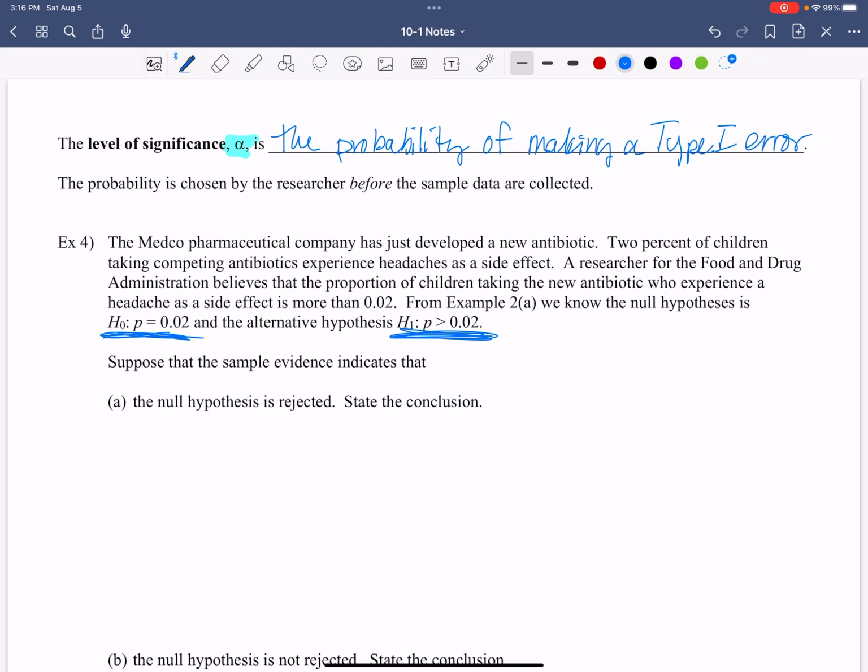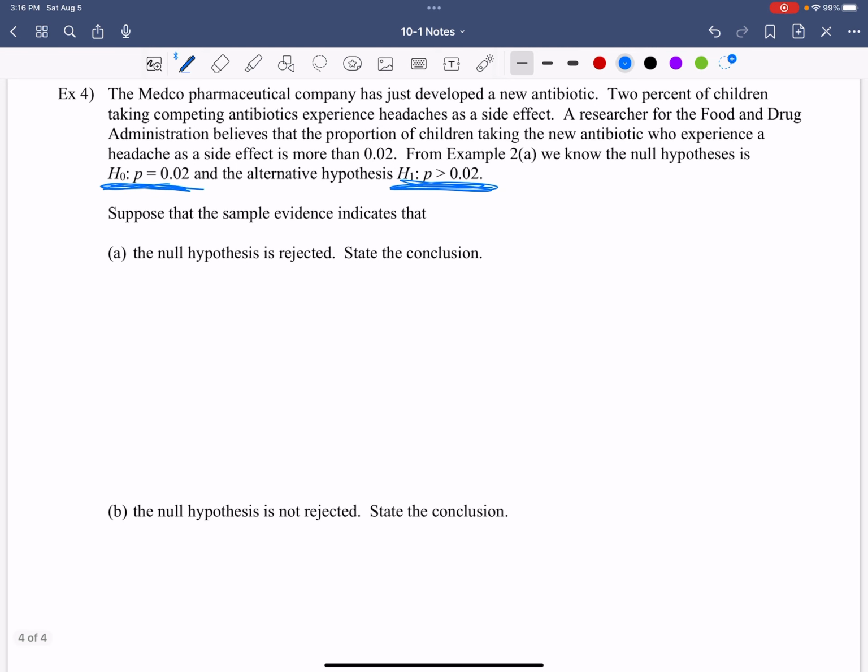Now here's the question. Suppose that the sample evidence indicates the following two scenarios. Here's our first scenario. Suppose that the null hypothesis is rejected. State the conclusion. So we're not saying there's an error here. We're just practicing stating a conclusion because that's important. We state the hypothesis, right? There are 3 levels to this. We state what the hypothesis is. We do our work on it and then we analyze it. And analyzing is stating that conclusion, saying, based on my evidence, this is what we're coming up with.